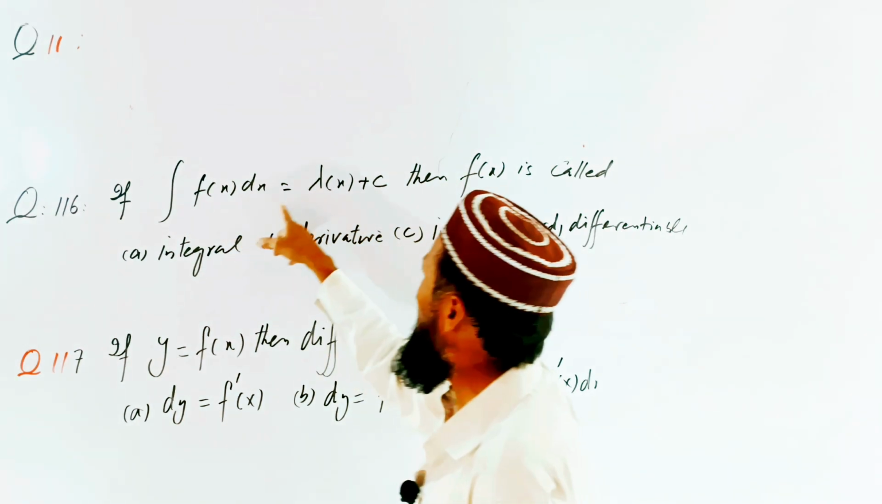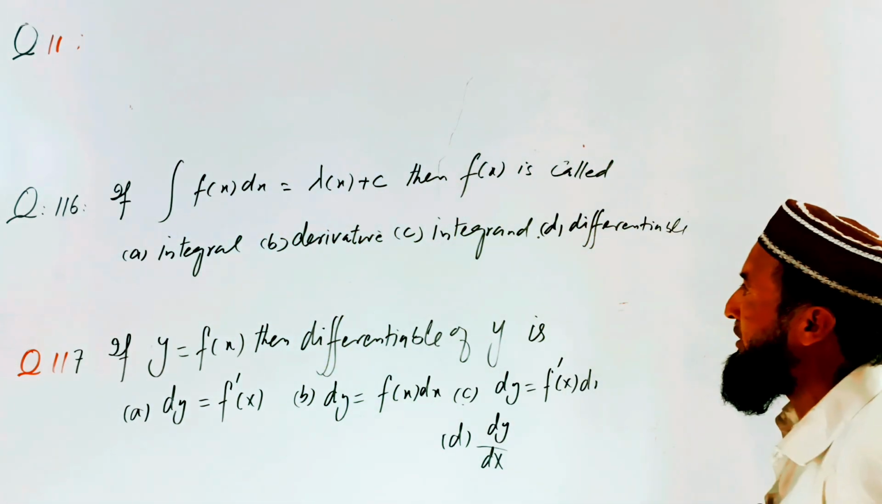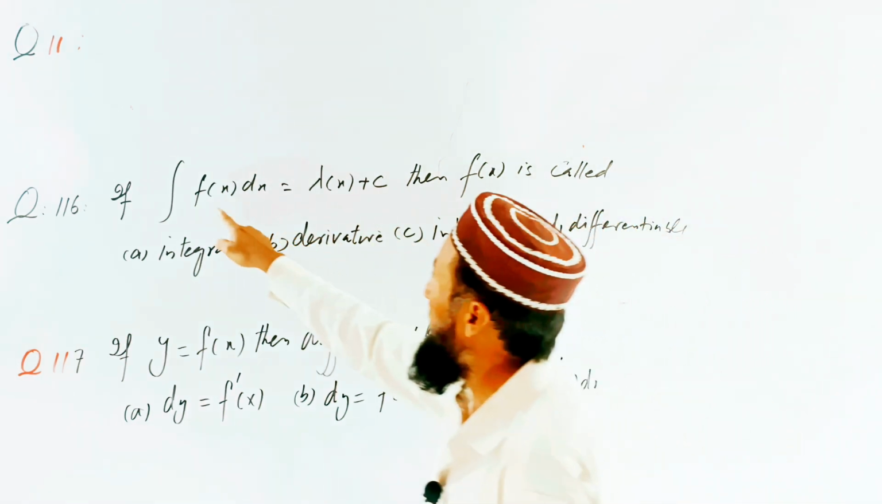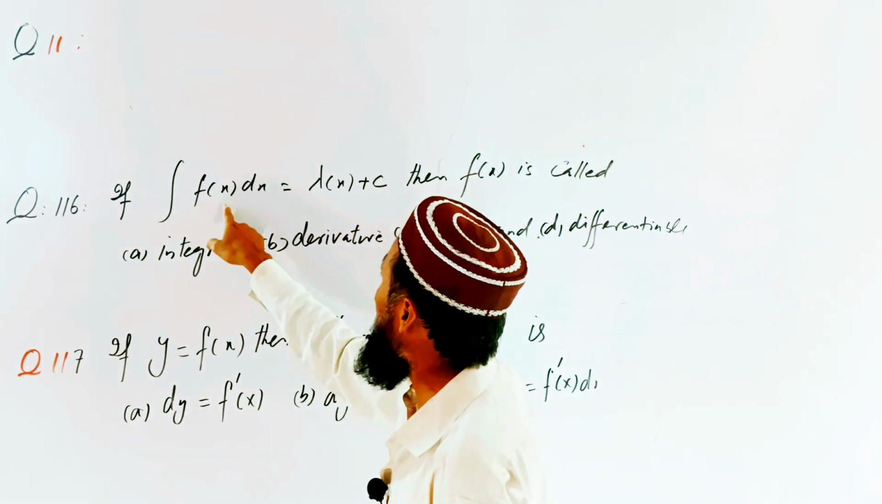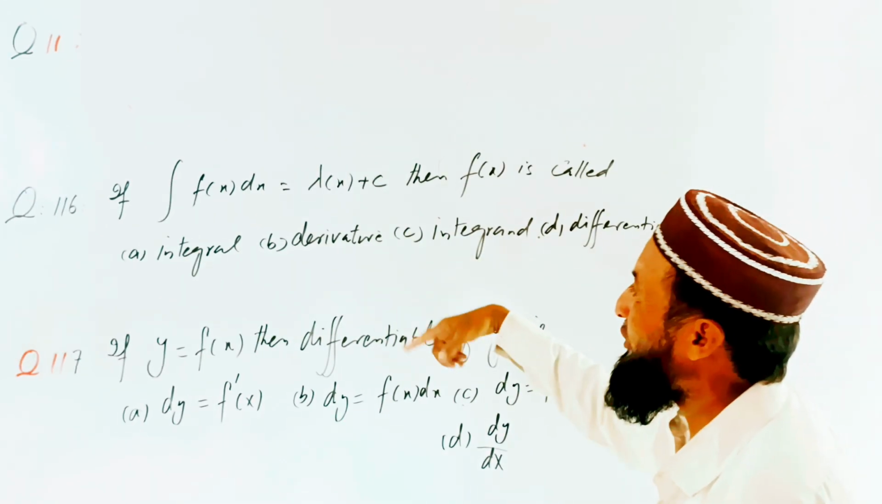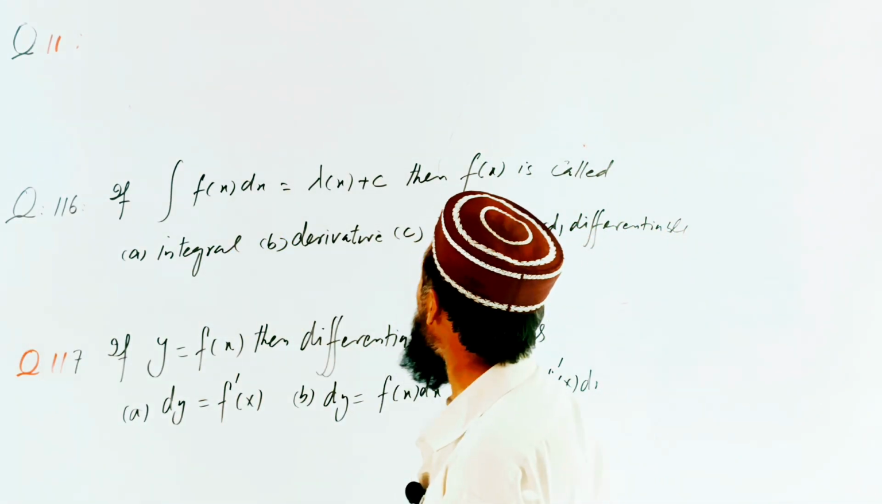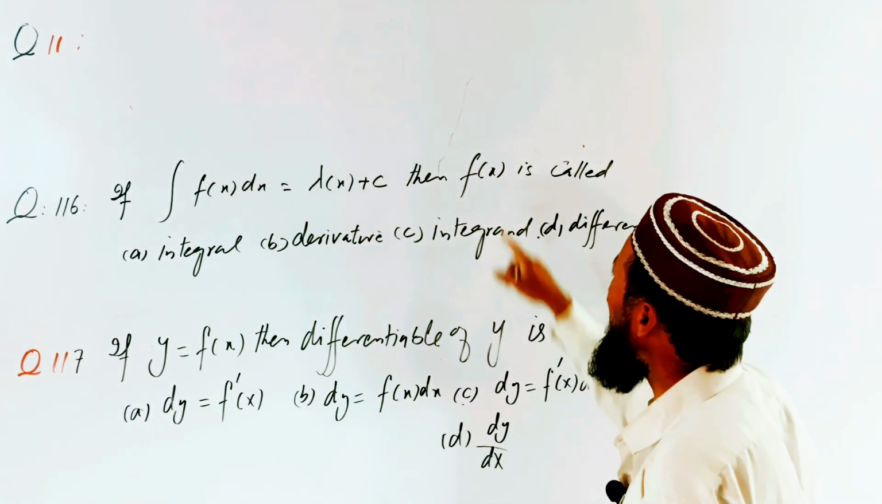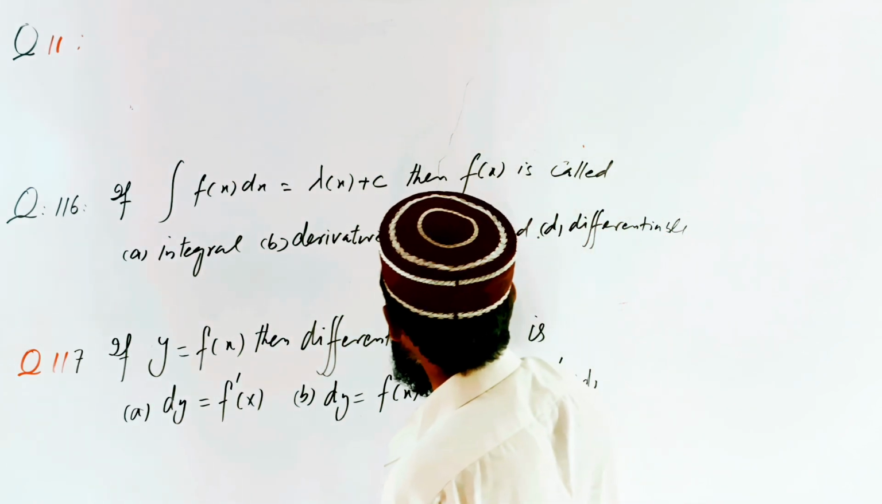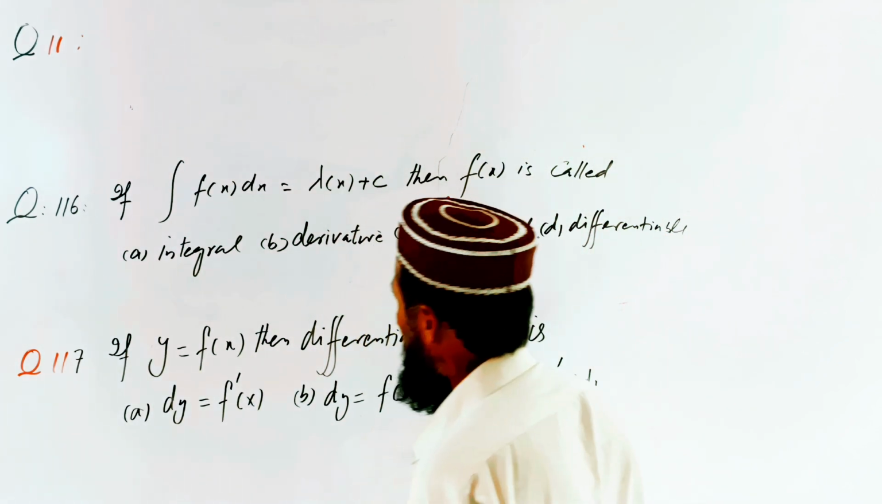Integration of f of x dx is equal to lambda x plus c. So f of x is called the integrand, because we are finding the derivative here, so this function will be called the integrand. So the correct answer is integrand.